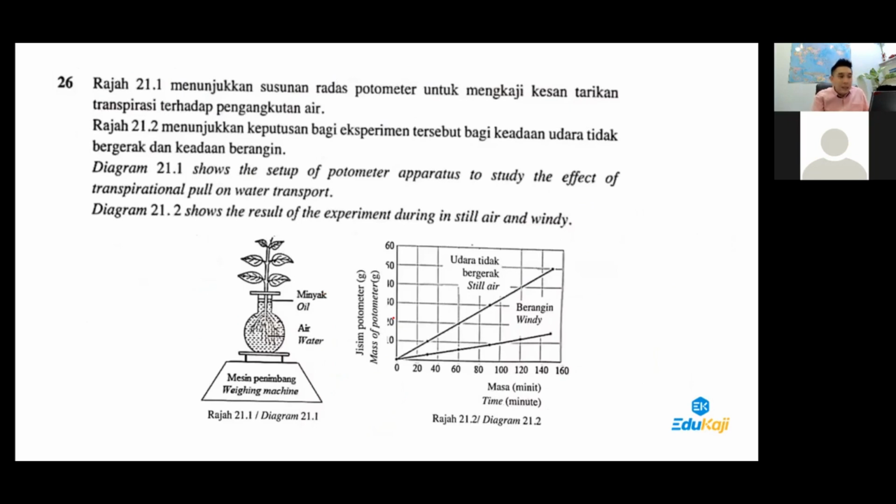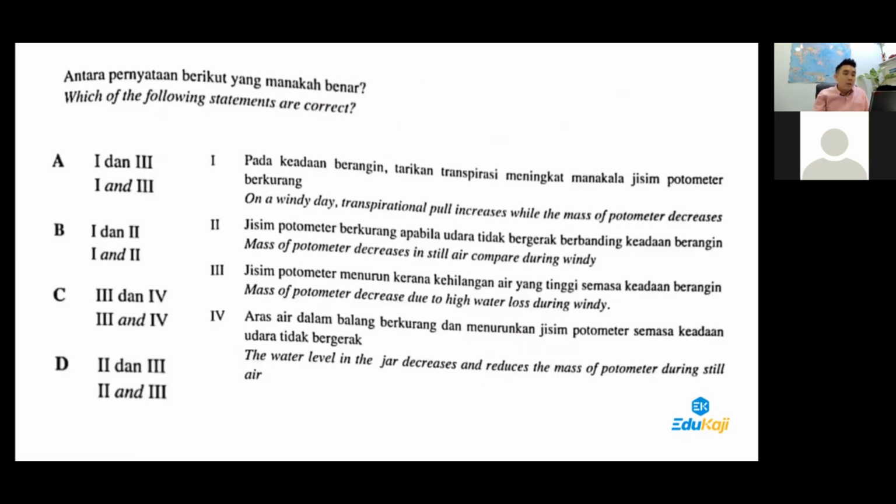Guys, 26. This is a potometer. So they show that transpiration is quicker during windy conditions. On a windy day, transpirational pull increases. Definitely, guys, more transpiration, more water loss, more water taken up, the lower the mass.